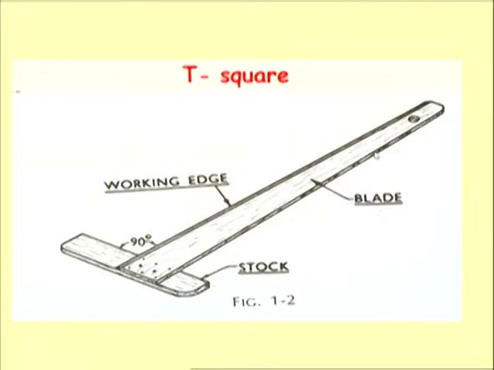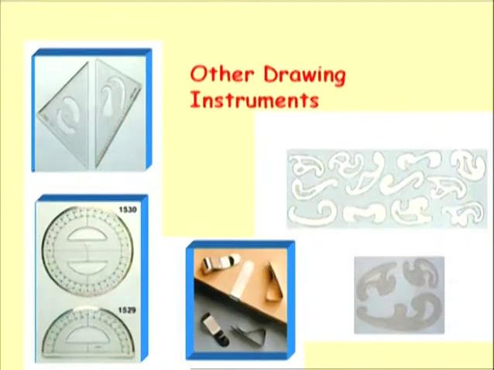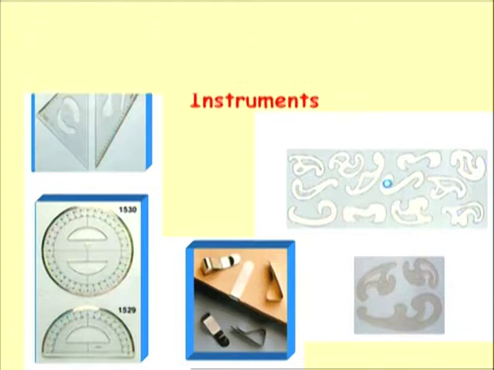The alternative to the mini drafter is the T-square. Along with the T-square you have to use set squares, a set of two triangles. One triangle has one angle equal to 30 degrees, another angle equal to 60 degrees, and the third angle equal to 90 degrees. The other triangle has two angles equal to 45 degrees, and another angle of 90 degrees. These are the two triangles, this is the protector, these are the drawing clamps, and these are the French curves.